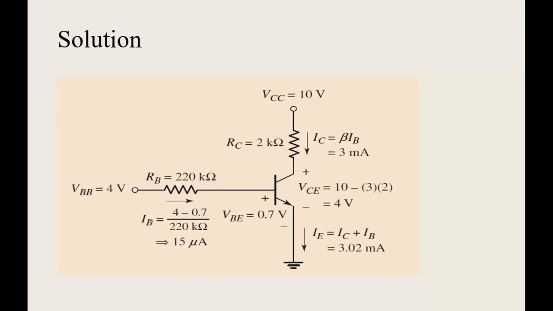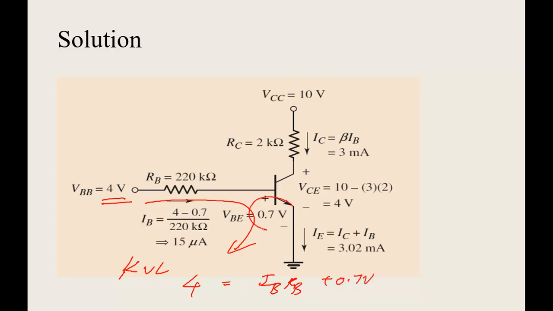It's a very direct method here. If you put a loop, inside the loop KVL, what you have here is VBB 4 volts, so 4 is equal to IB RB plus 0.7 volts. That's it, 0.7 volts. So IB can be written as 4 minus 0.7 divided by RB. Similarly IC also you can do like this, and solve it like this.